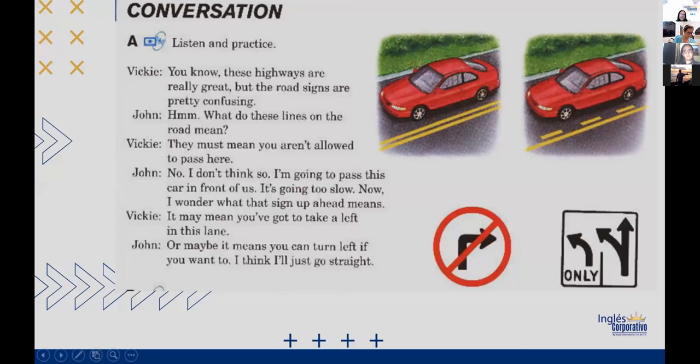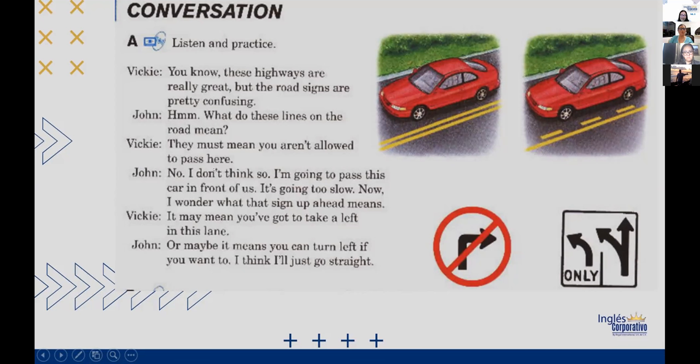You know, these highways are really great, but the road signs are pretty confusing. What do these lines on the road mean? They must mean you aren't allowed to pass here. No, I don't think so. I'm going to pass this car in front of us. It's going too slow now. I wonder what that sign up ahead means. It may mean you've got to take a left in this lane. Or maybe it means that you can turn left if you want to. I think I'll just go straight.